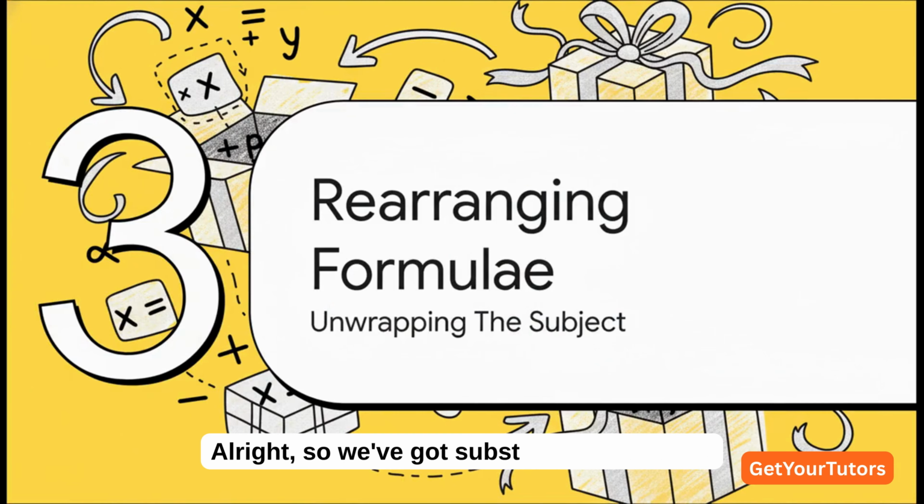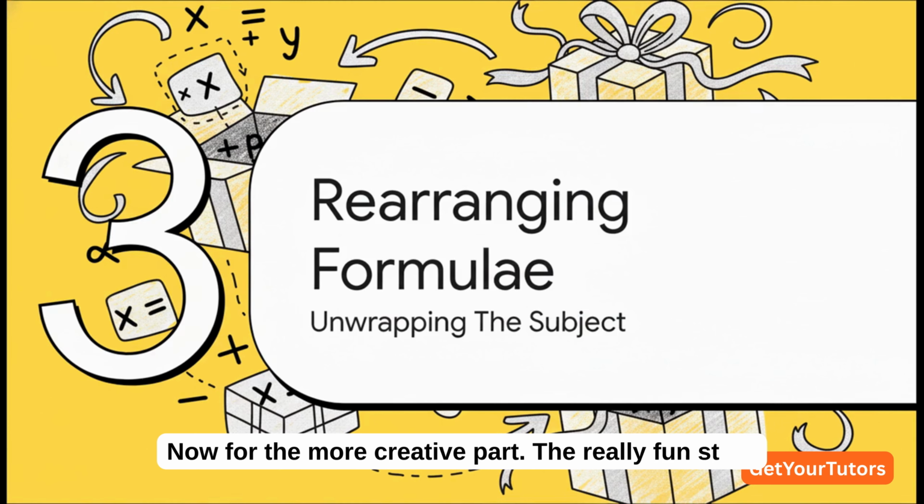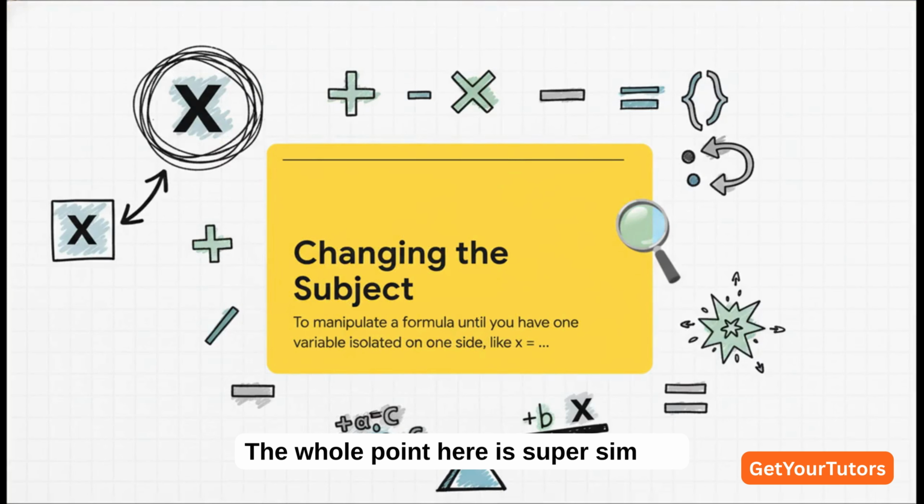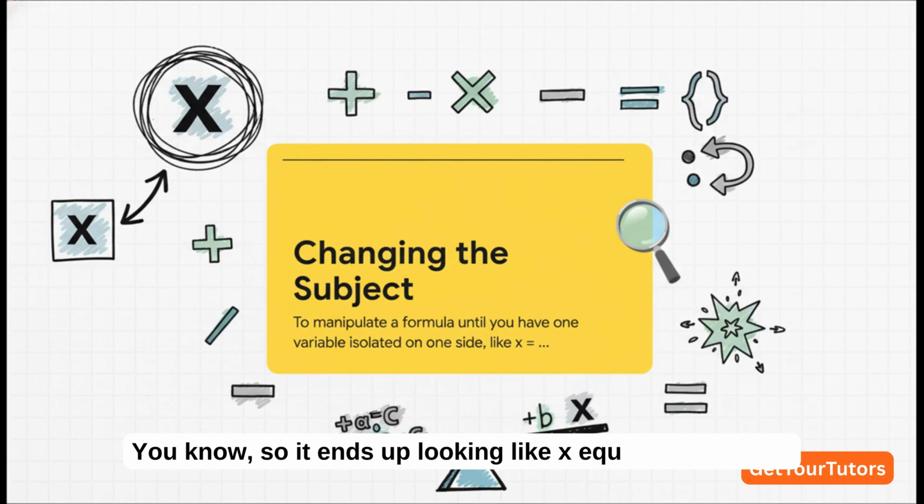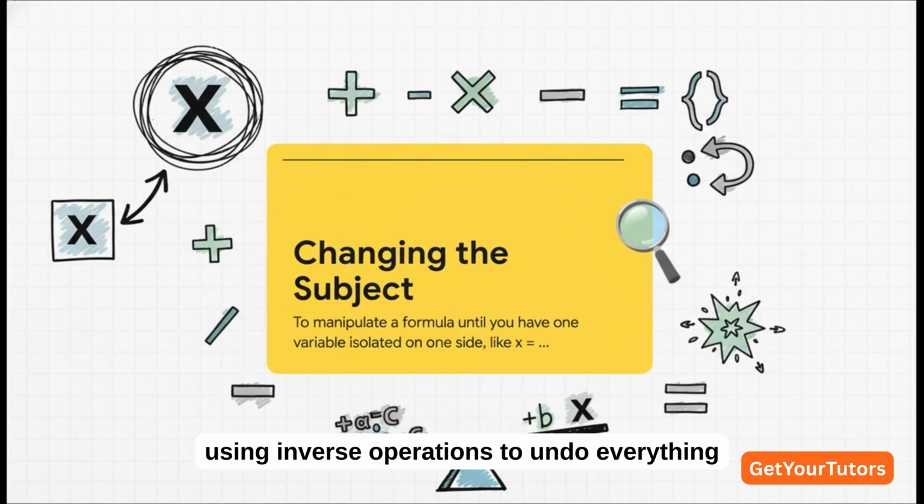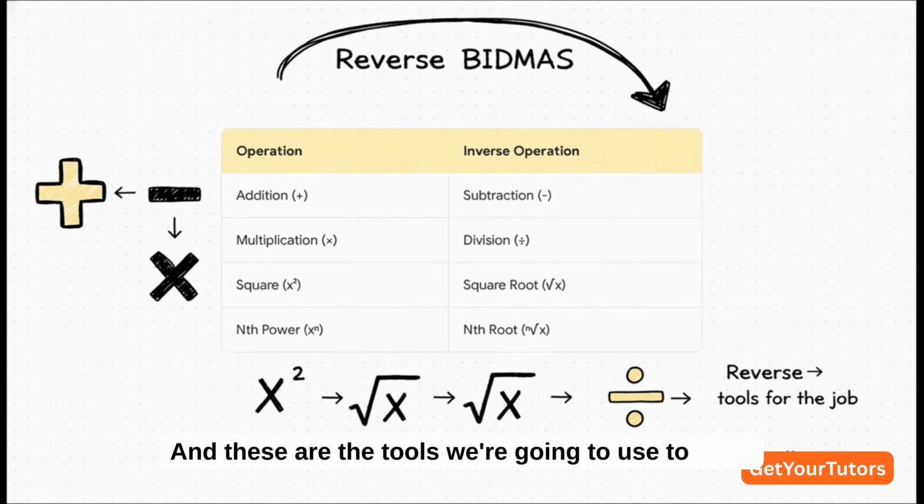All right, so we've got substitution locked in. Now for the more creative part. The really fun stuff, rearranging, or as I like to call it, unwrapping the subject. The whole point here is super simple. We just want to get one letter, our subject, all on its own on one side of the equals sign. So it ends up looking like x equals something. And the way we do that is by working backwards, using inverse operations to undo everything that's happening to that variable. And these are the tools we're going to use to do it.